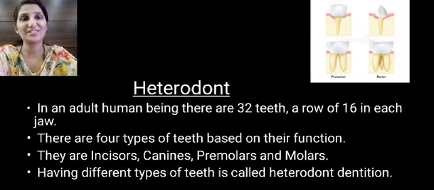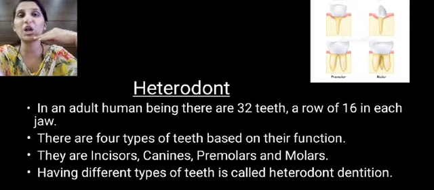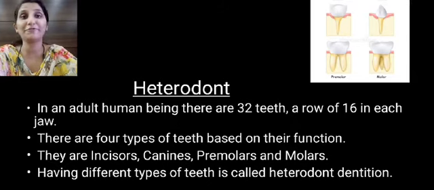Why is the dentition called heterodont? In an adult human being, we know we have 32 teeth, 16 each in the upper jaw and lower jaw. So in total we have 32 teeth. And we have 4 types of teeth based on the function they perform. They are incisors, canines, premolars, and molars.